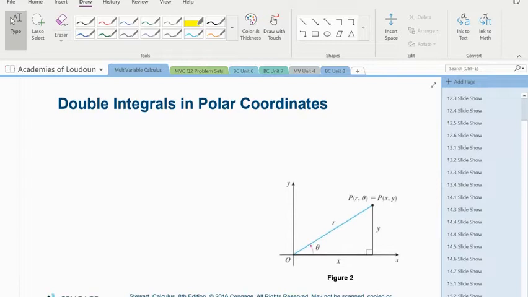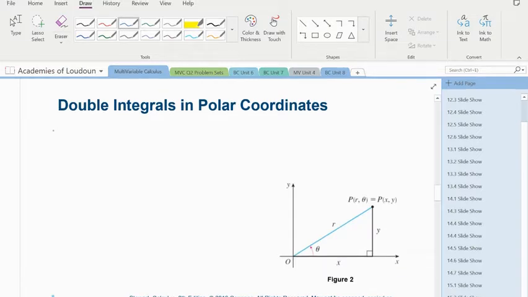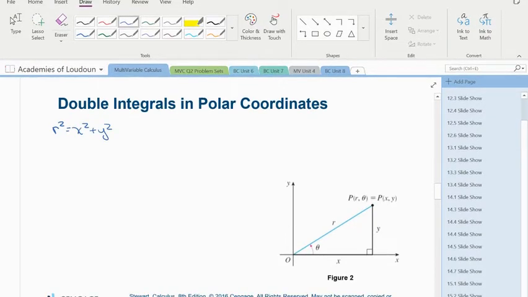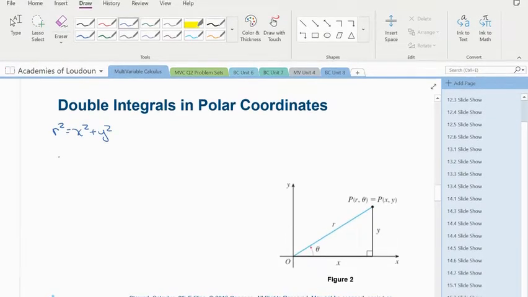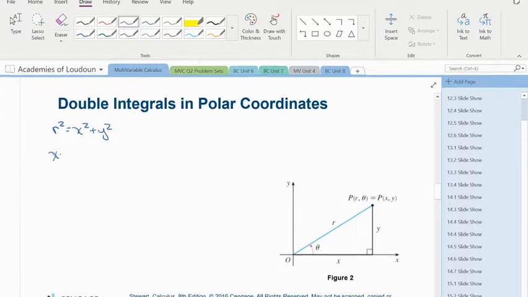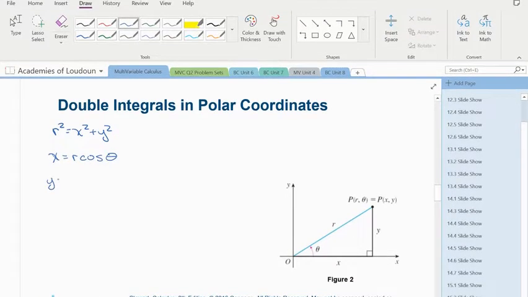So recall from your pre-calculus days that the polar coordinates of a point r theta are related to the rectangular coordinates using the following equations. We have that r squared is equal to x squared plus y squared. We have x equals r cosine theta and y equals r sine theta.